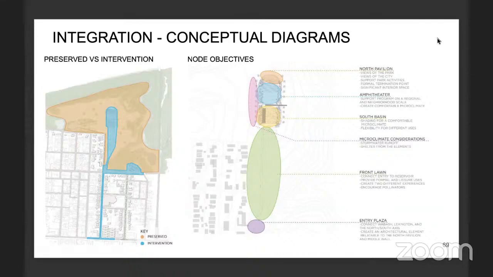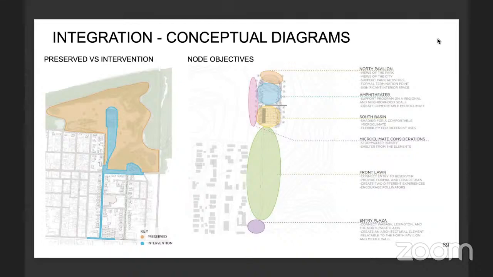The south basin would provide a flexible space with some movable canopies that would facilitate things like artist block or farmers markets and things like that. The north amphitheater and the north pavilion would help to provide the ultimate magnum opus of this scheme, where we're providing a regional draw for the reservoir and the rest of the neighborhood.